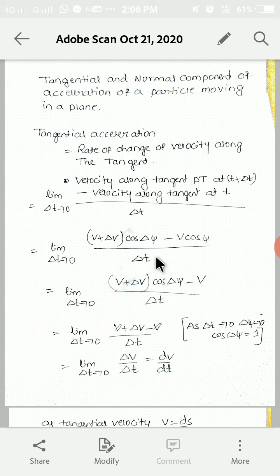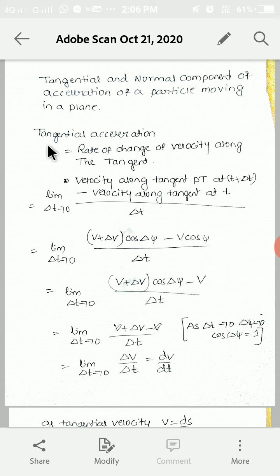Now I am going to derive the tangential and normal components of acceleration of a particle moving in a plane. In the last class we derived the equations of tangential velocity and normal velocity. So today we are going to derive the tangential and normal components of acceleration of a particle moving along a plane.